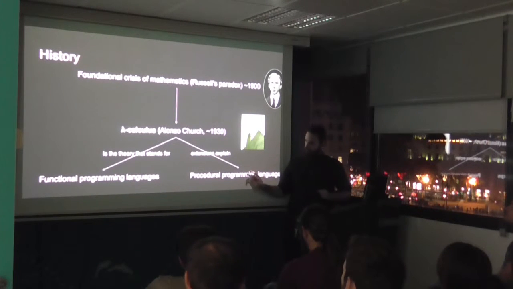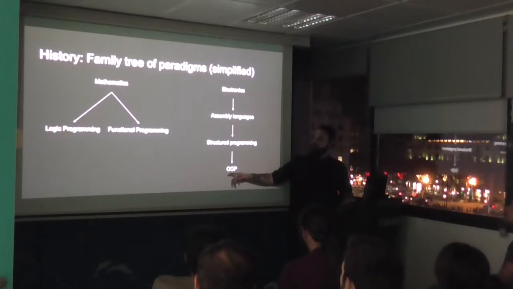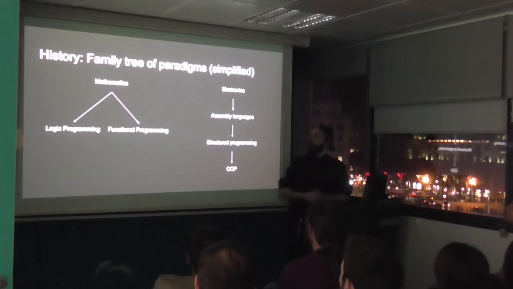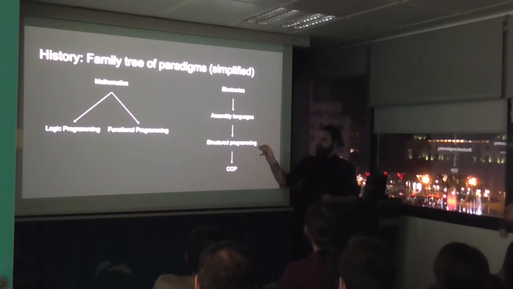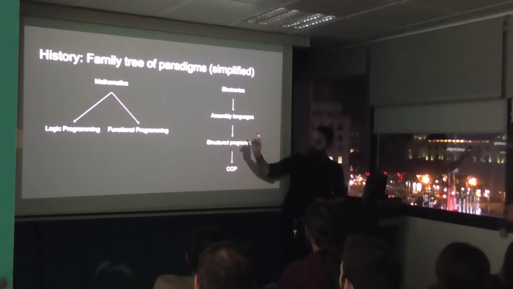We can summarize this with a family tree of programming paradigms. On one hand you have mathematics and two children, logic programming and functional programming, and on the other hand, early electronics that developed assembly languages, then structured programming, object-oriented. So you have Python here, and functional programming on the other side.